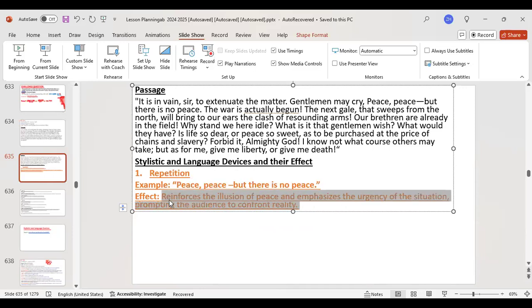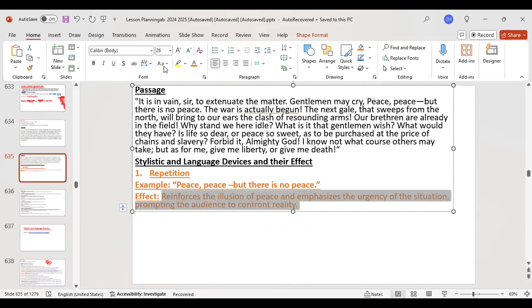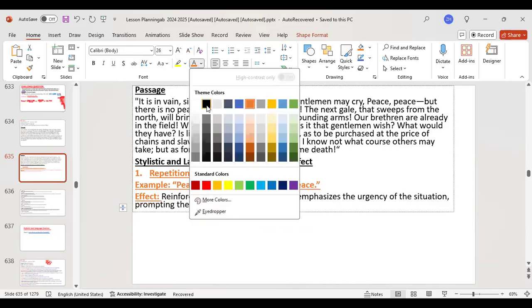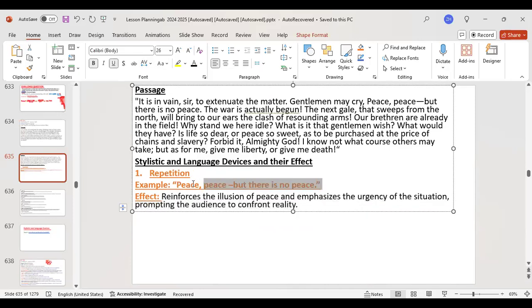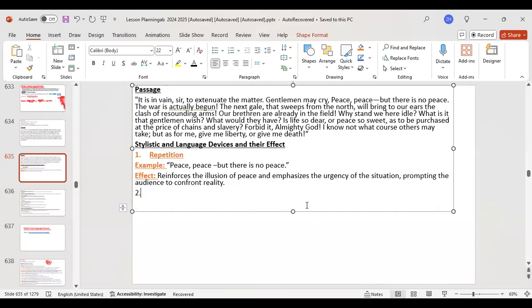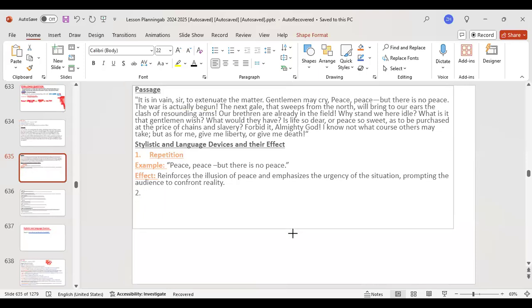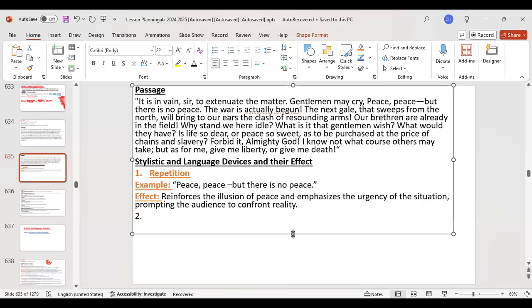He says, peace, peace, but there is no peace. What he's trying to say is that these people say they want peace, but they're actually afraid of the price of peace, and the price of peace is very costly. So he's saying there's no peace because a war is actually happening. He uses repetition to emphasize the urgency of the situation.